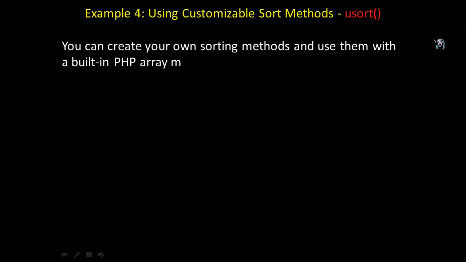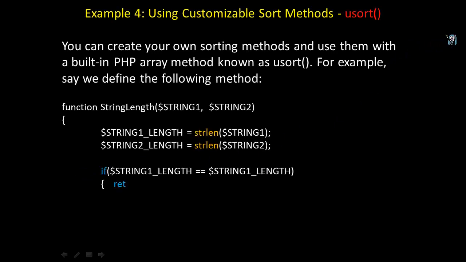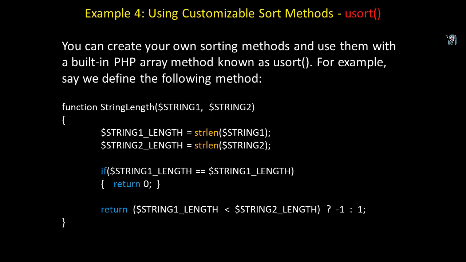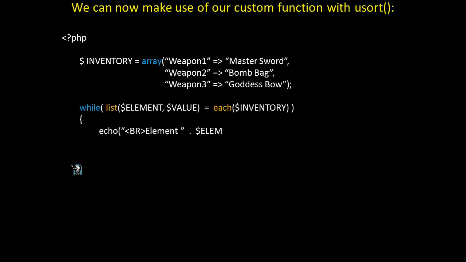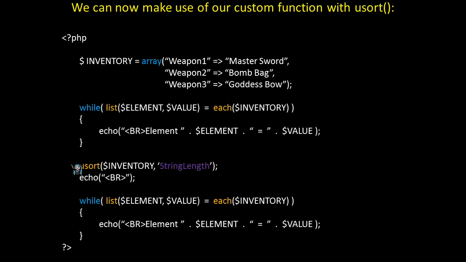For our fourth example, we're going to use the customizable sort method usort. Remember, you can create your own sorting methods and use them with a built-in PHP array method known as usort. For example, say we define the following method, string length, which is simply going to determine whether string 1 is longer than string 2.